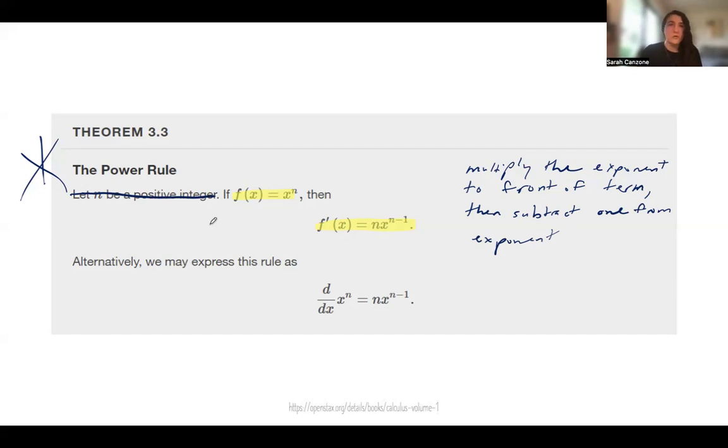This power rule will work for anything. You could have a fraction, you could have a decimal, it doesn't matter. For any n, I'll rewrite this: if f of x equals x to the n, then f prime of x is n x to the n minus 1. And this is the alternate way of looking at it: the derivative with respect to x of x to the n is the same exact thing, different notation. This is probably the most important rule of calculus.